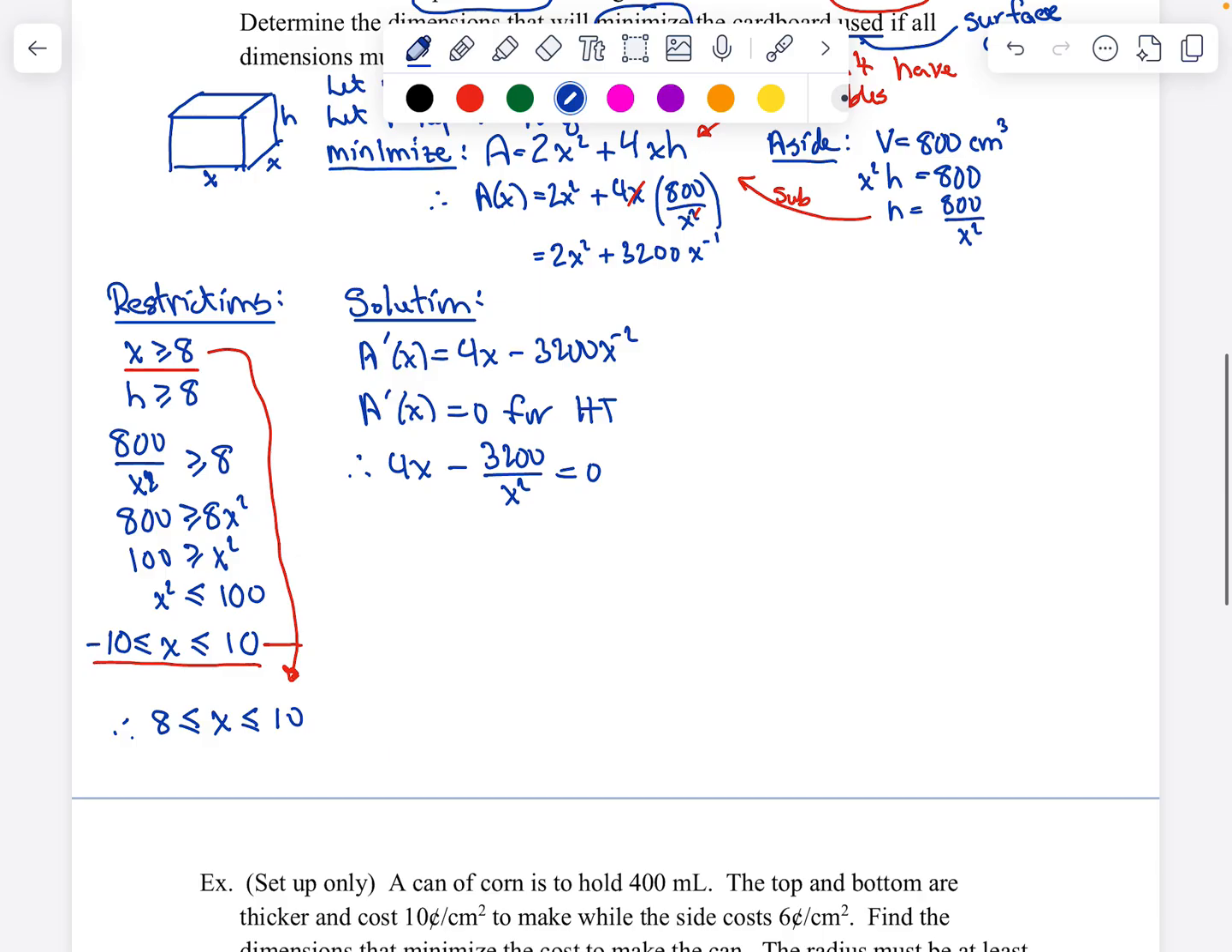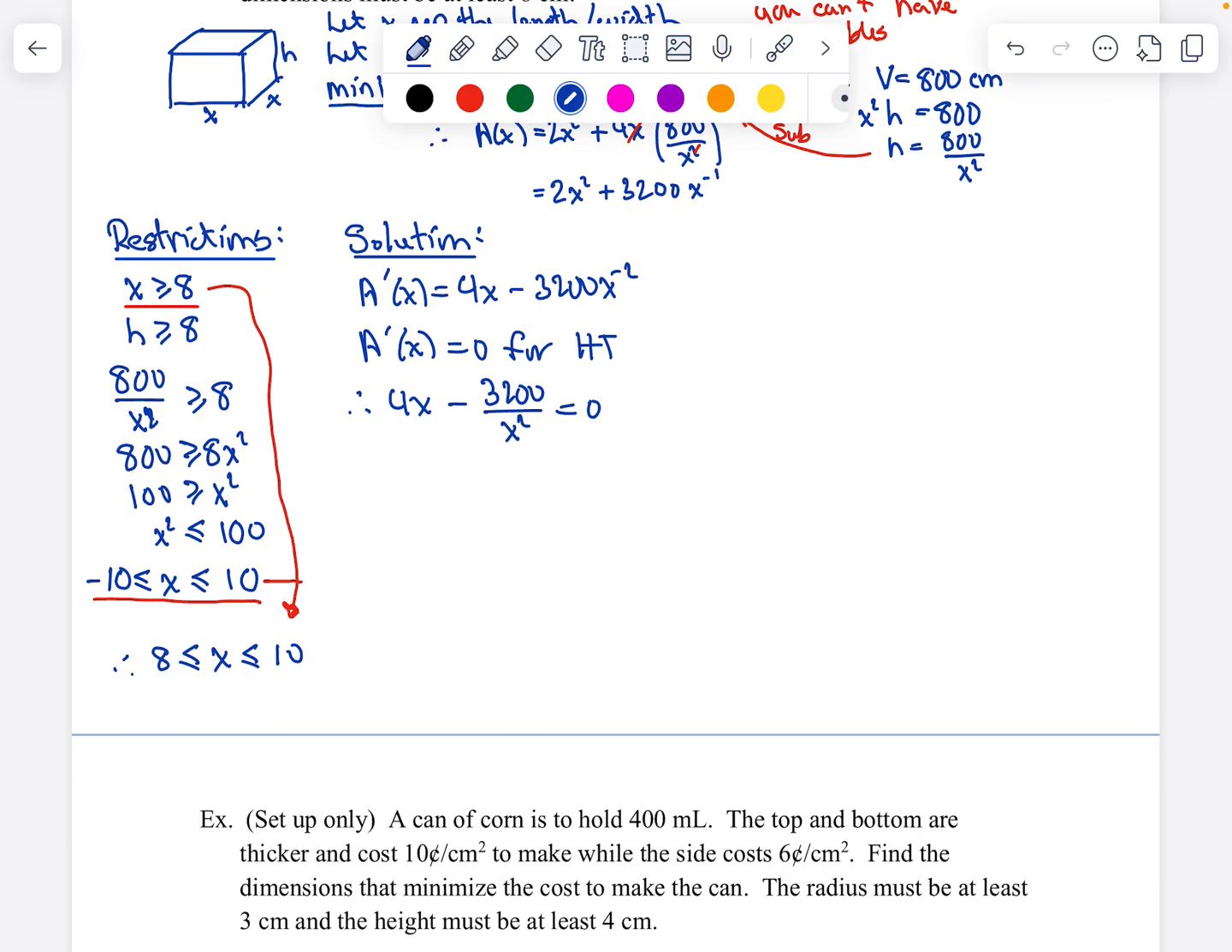A couple different ways that we can solve this. Okay, here's one way. We could take the fraction to the other side of the equation.